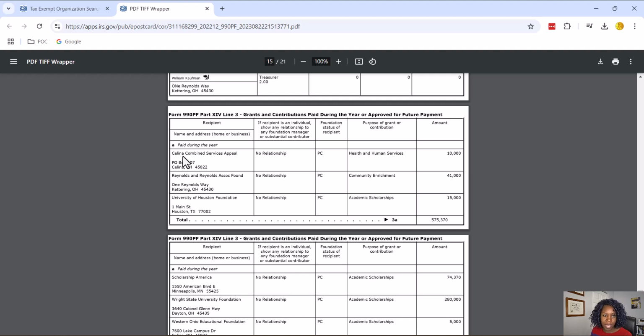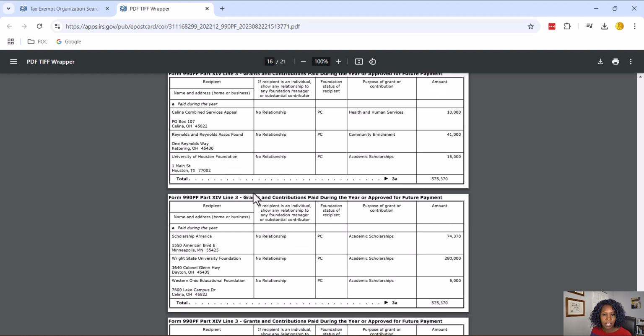Okay, so you have Selena combined. Looks like Reynolds and Reynolds Associate Foundation. I guess they have another foundation. University of Houston Foundation, Scholarship America, Wright State, and Western Ohio Education Foundation. So they actually funded quite a few foundations. And if you look at the purpose of grant or contribution, you can see the type of funding that each of these organizations received.